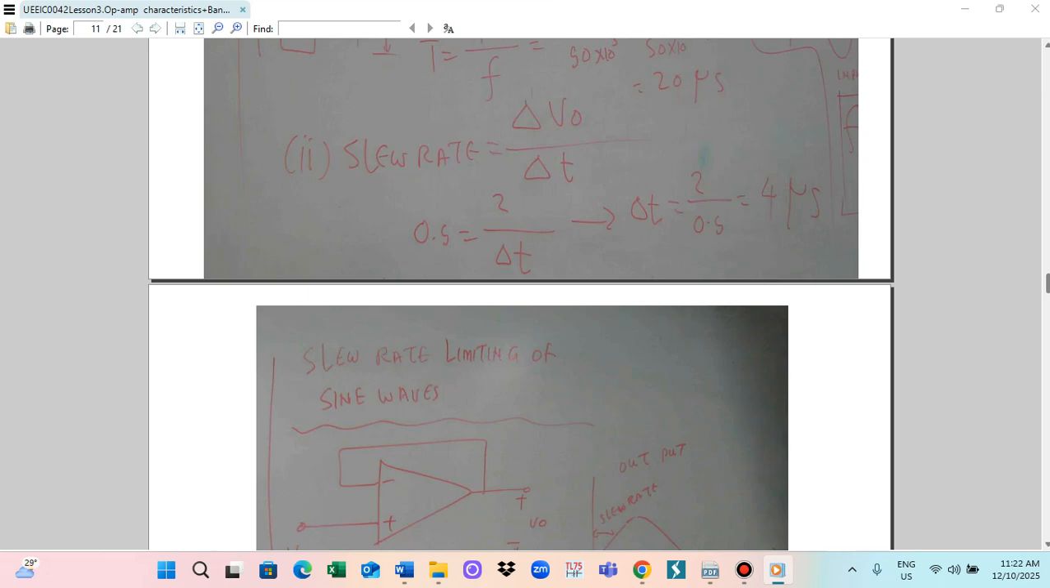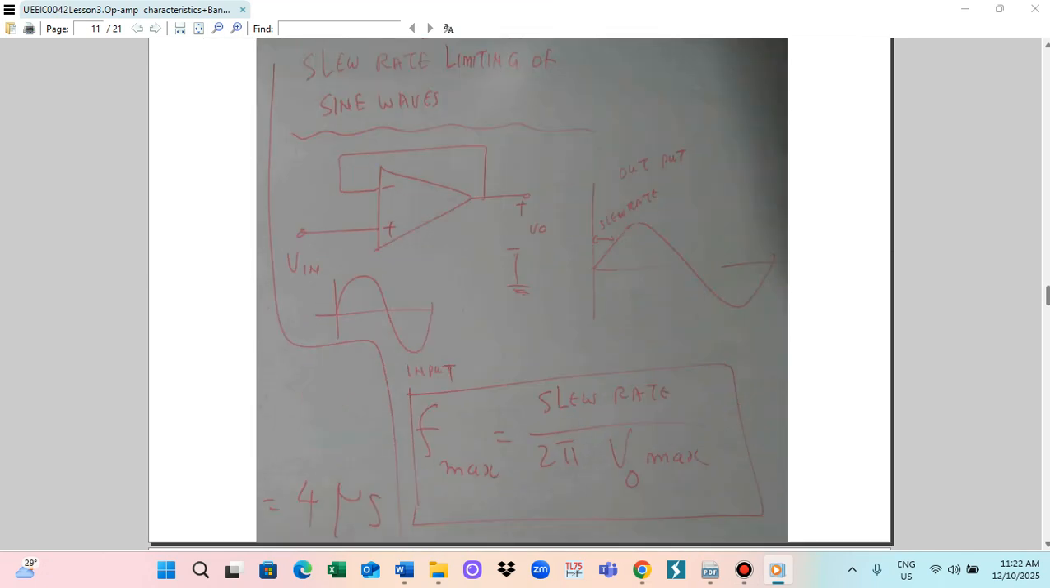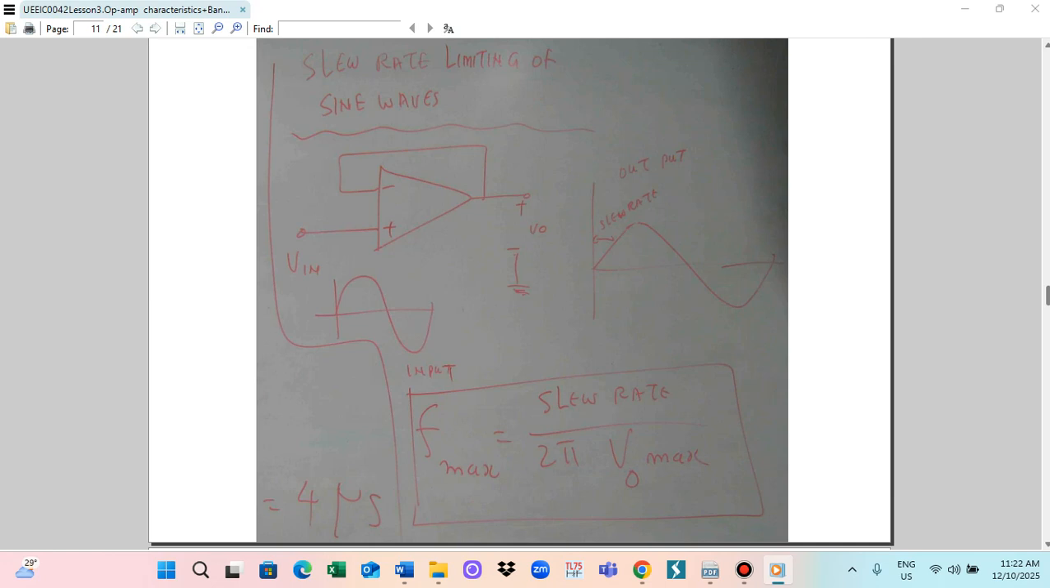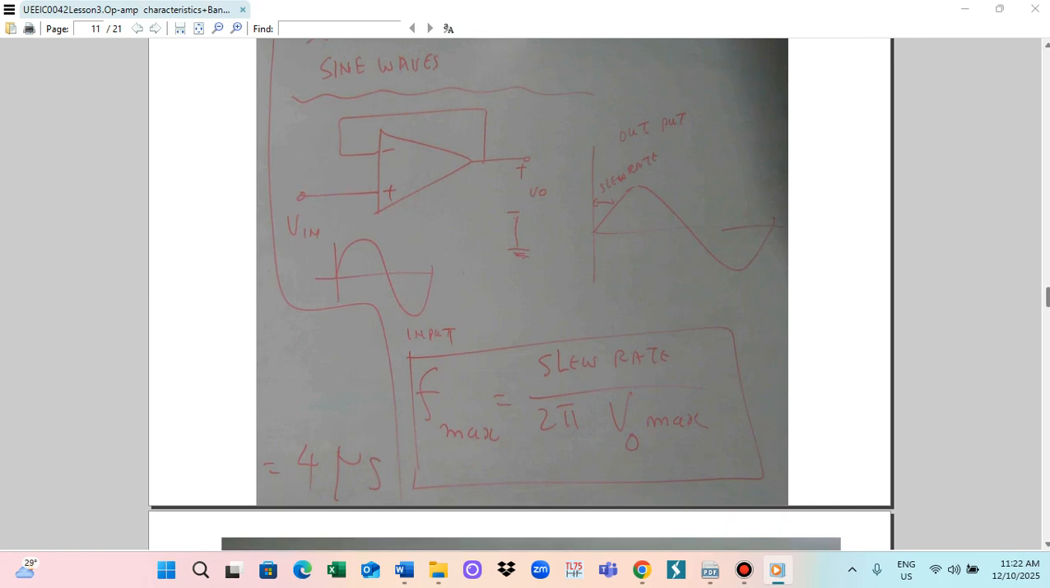Another point is that we also follow the sinusoidal. If you supply a sinusoidal input, what will happen? Normally we use this kind of amplifier, the follower circuit, where the negative and positive combine. This is the output V0, and this is the input Vn. The input will be a sinusoidal voltage, a sine wave, but the output will not be exactly sine. It will look like this. So the input is sinusoidal, and the output is distorted in this phase because of the slew rate.